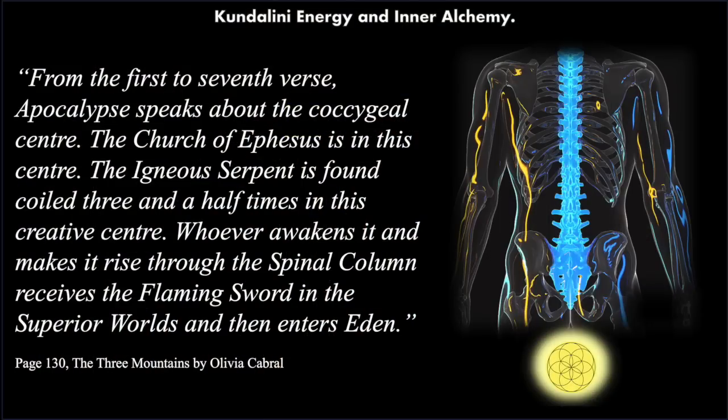From the 1st to 7th verse, Apocalypse speaks about the coccygeal center, the Church of Ephesus. In this center, the igneous serpent is found coiled 3.5 times in this creative center. Whoever awakens it and makes it rise through the spinal column receives the flaming sword in the superior worlds and enters Eden.